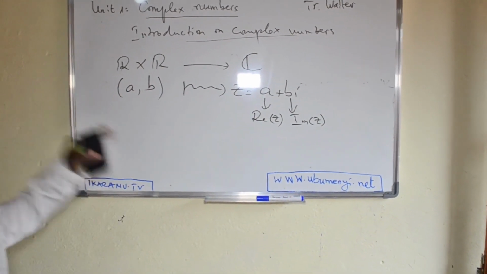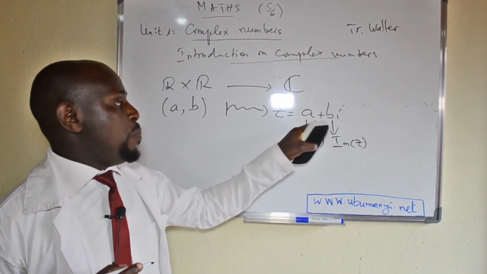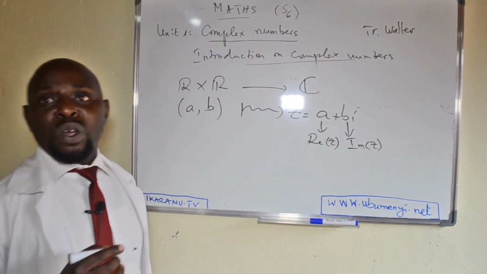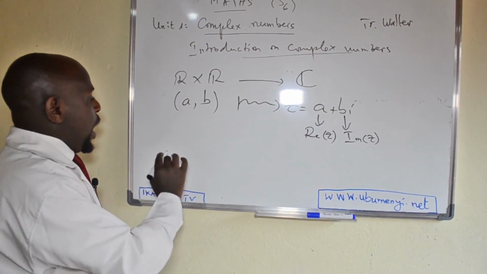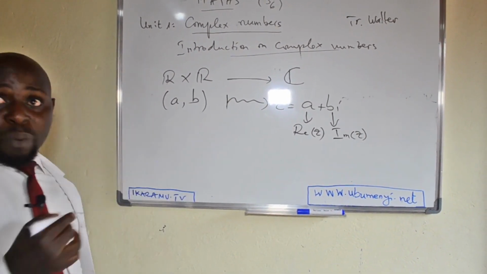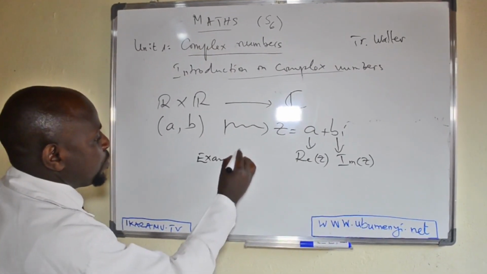So if a number can be written in this form, Z equals A plus Bi, this number will be called a complex number. So we can have many examples here. We shall now deal with examples.